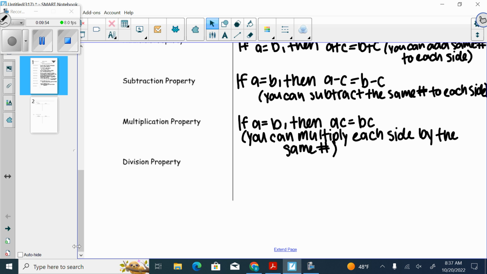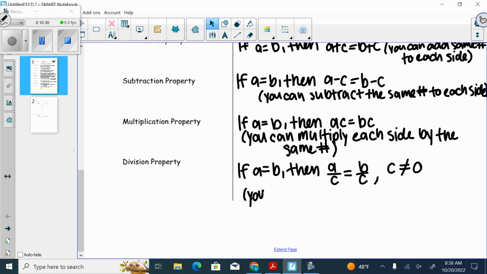Alright, and then last one is our division property. This one says, if you know that A is equal to B, then you should be able to divide those terms by the same thing and them still be equal. So A divided by C should be equal to B divided by C. Now this one is only true as long as C is not 0, right? Because we're not able to divide something by 0 or have 0 in the denominator of a fraction because it doesn't exist. So this one just says you can divide each side by the same number.